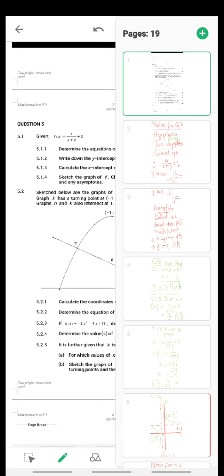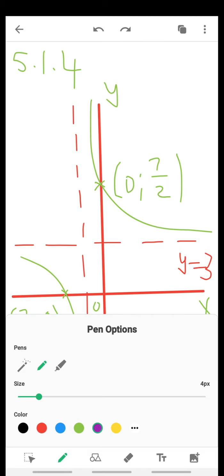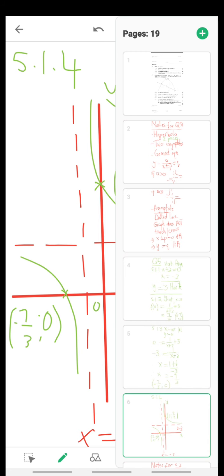Okay, so this is how I've sketched my hyperbola. Remember, when you pause the video, you get a time to do it on your own, then compare with my graph. Okay, so I've indicated where my y-intercept is. I've indicated where my x-intercept is. And I've also shown the marker where my asymptotes are. Okay, there is one which is x equals minus 2, and the second one which is y equals 3, and I've represented those as dotted lines in the sketch. Okay, very, very important. Well done.